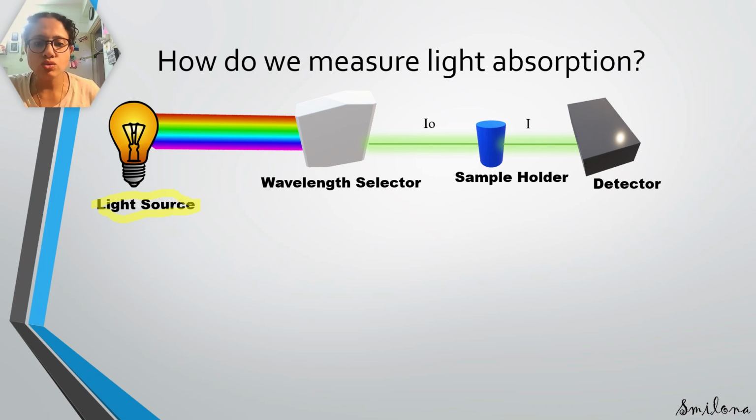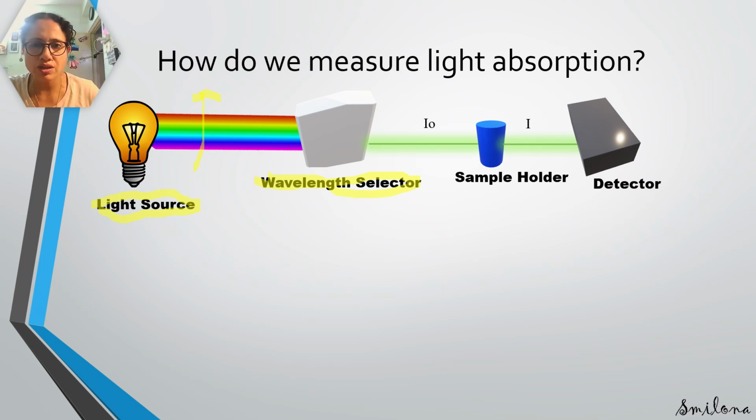Now, this is going to give me the entire spectra of light. I don't need the entire spectra. I need a specific wavelength, which my molecule will absorb. So I use a wavelength selector. This wavelength selector can be either a filter or a monochromator. This wavelength selector will now select a specific wavelength.